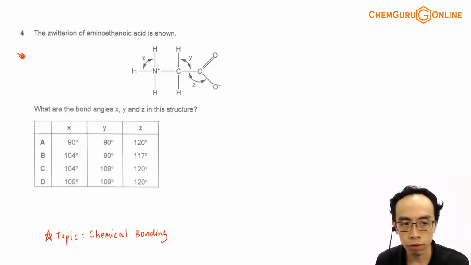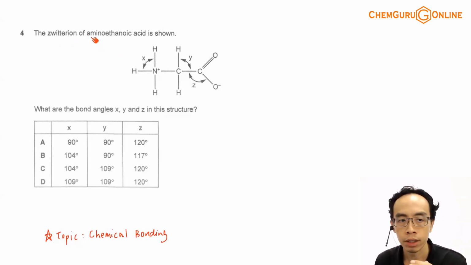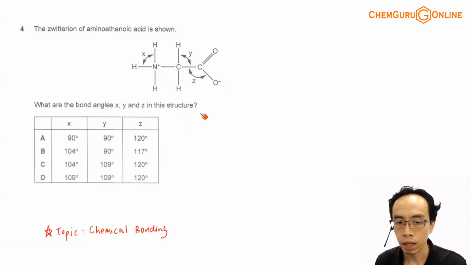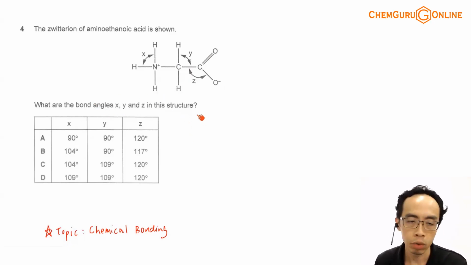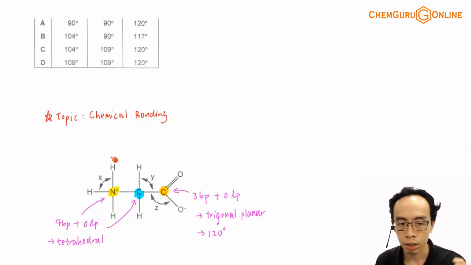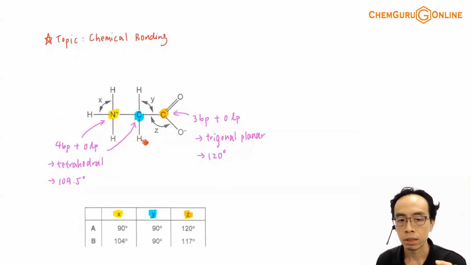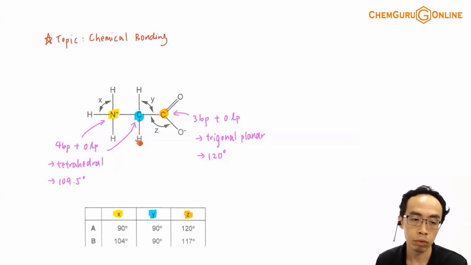Okay, how about question 4? Question 4: the zwitterion of aminoethanoic acid is shown. The structure is given. What are the bond angles X, Y, Z in this structure? A very classic question, super easy as well. The topic tested in this question, of course, is under chemical bonding, specifically the shapes of molecules according to the valence shell electron pair repulsion theory.